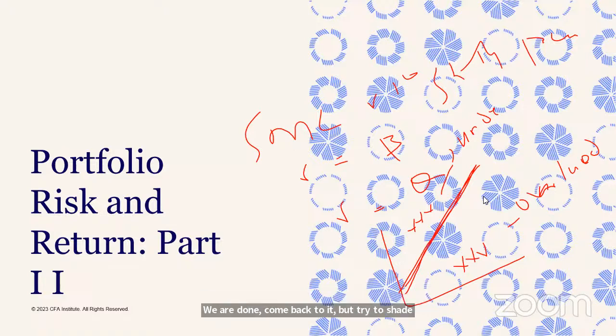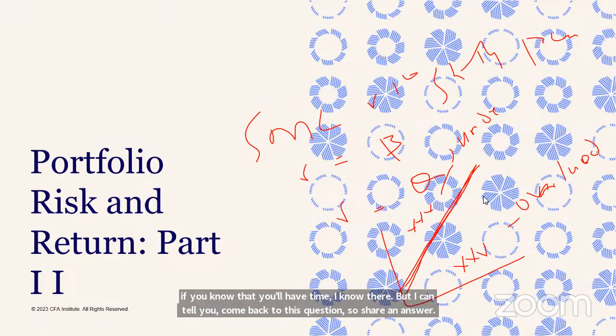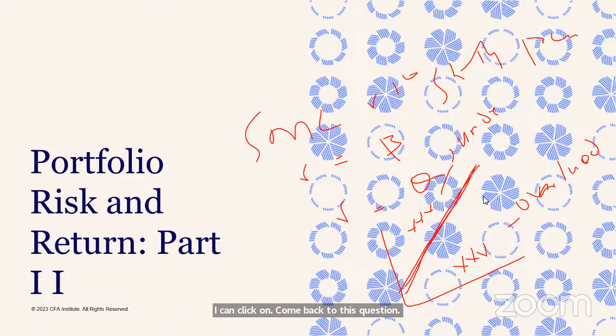Or if you know that you probably won't have time, I know there are buttons that can tell you to come back to this question. So shade an answer and then click on come back to this question. What you are doing is, in case you don't have the time to come back before your time is up, at least you have shaded something before leaving. And if you're able to go back to review it, all well and good.